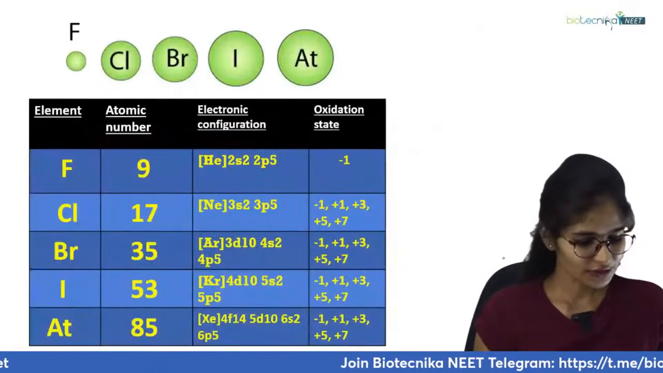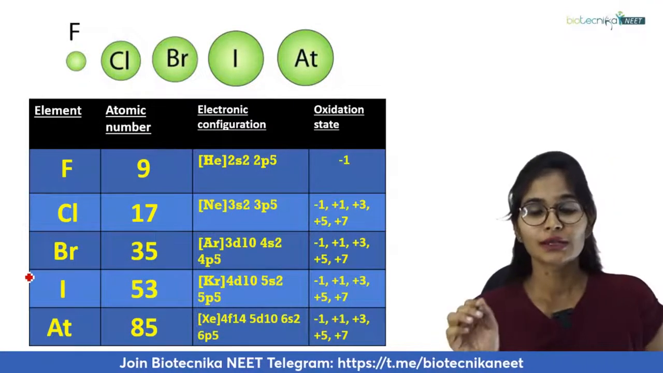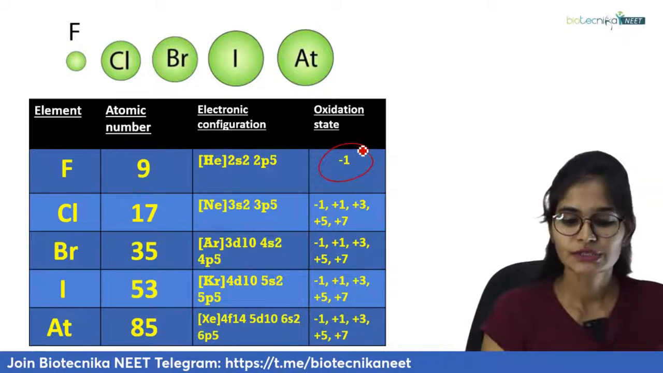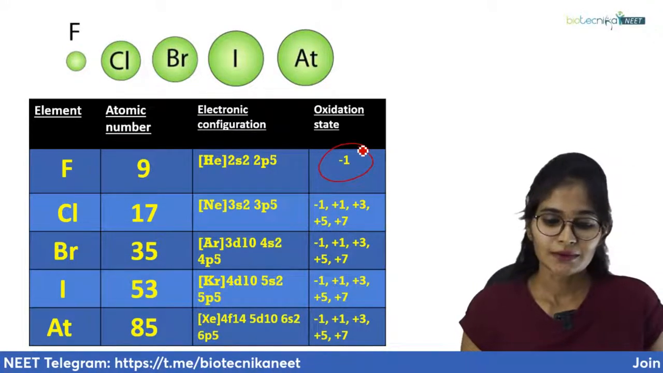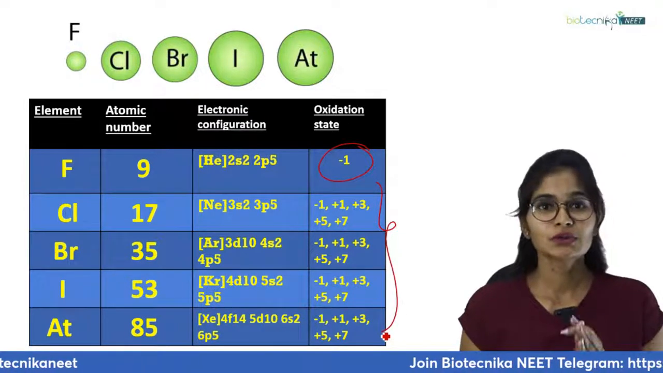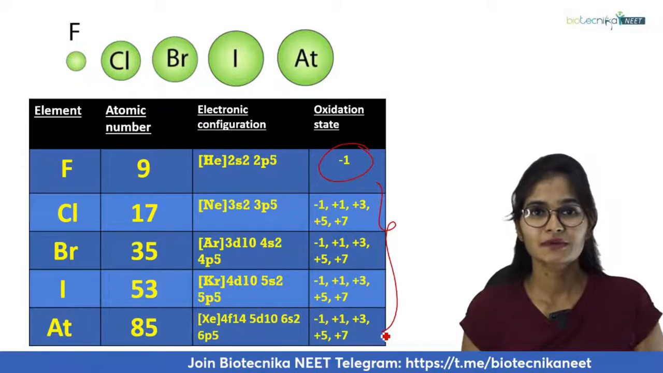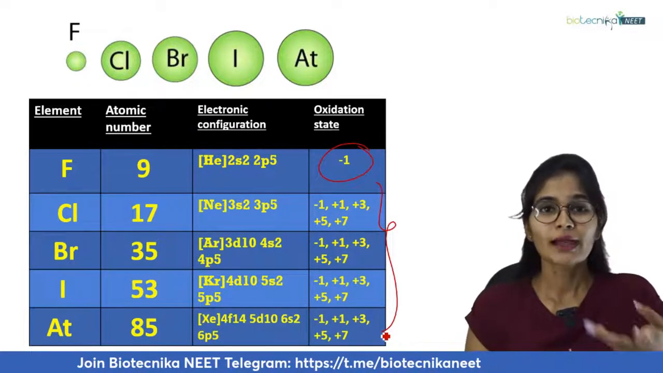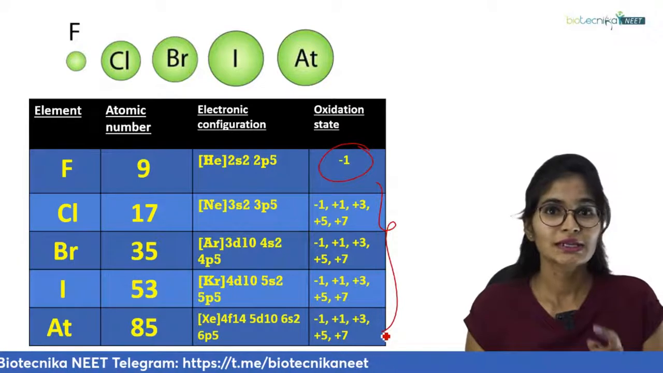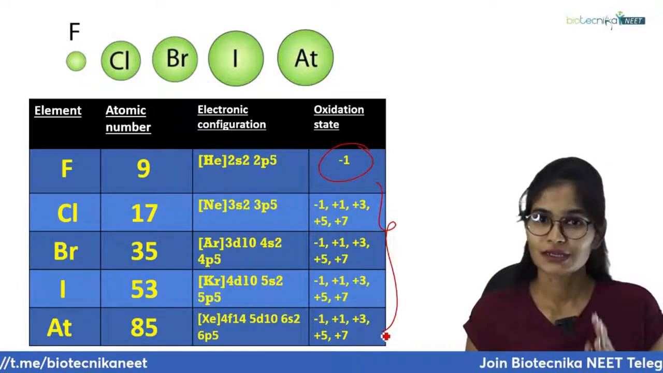As you can see, fluorine alone exists only in -1 oxidation state, and apart from that, the other elements also exist in -1 oxidation state. Apart from that, they can show +1, +3, +5, +7 oxidation states also. So why is it so? That you are going to study in periodic trends and the physical and chemical properties of group 17 elements.